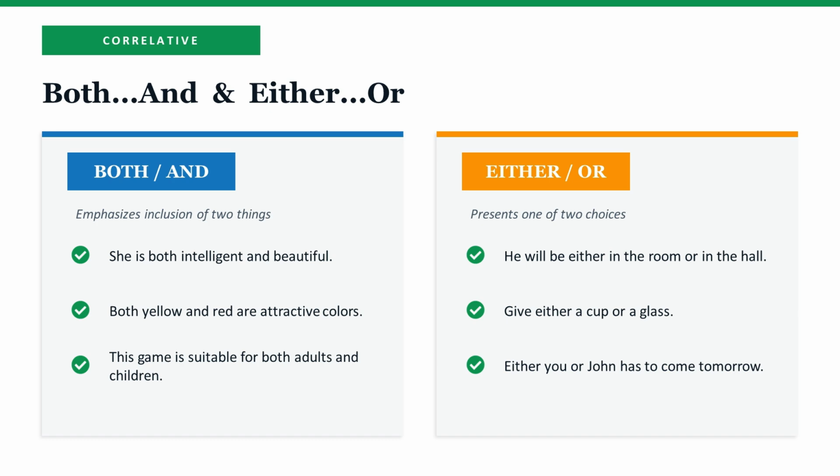Here, the sentence emphasizes that she has two qualities. Both yellow and red are attractive colors, and this game is suitable for both adults and children. In each case, both and highlights that two things are true at the same time.